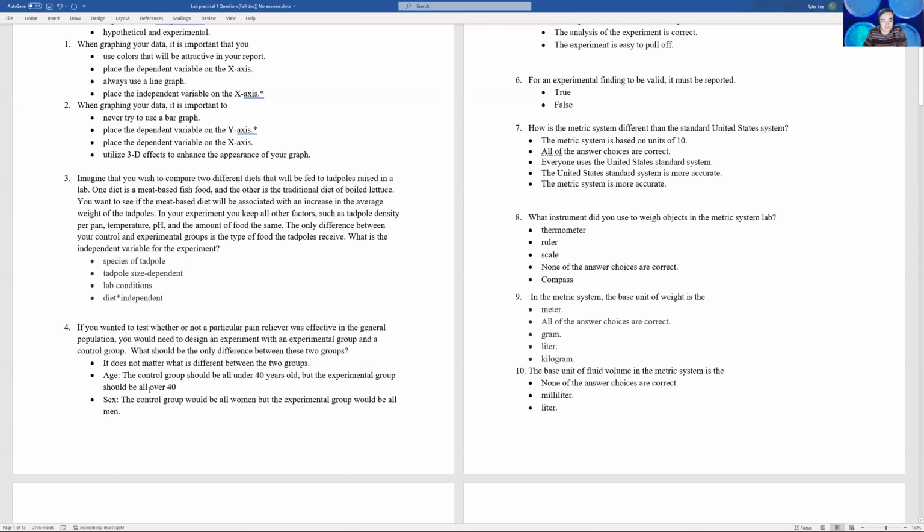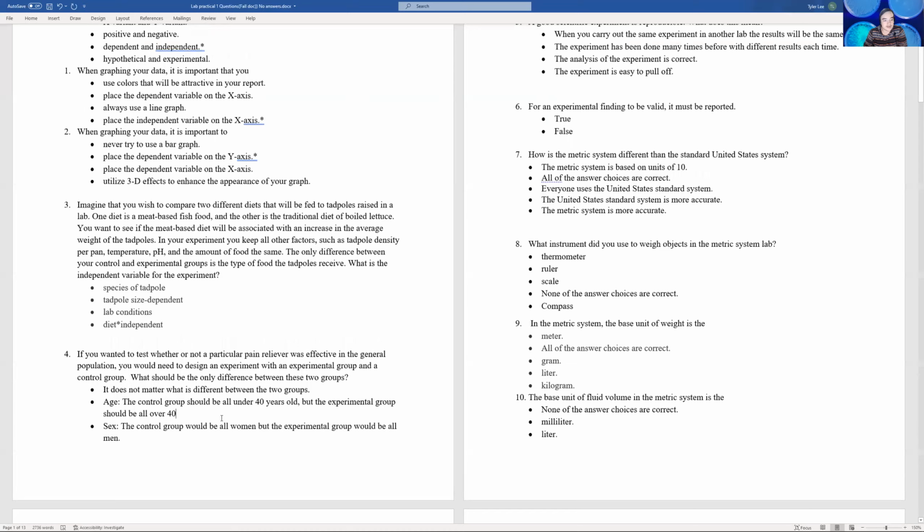Age, also not a good thing to change between the two groups because people of different ages can process medication differently, but also that's not what you're studying. You're not studying age. Sex, so here the control group should be all women, the experimental group should be all men. Again, this is just changing another variable that you aren't really concerned with.